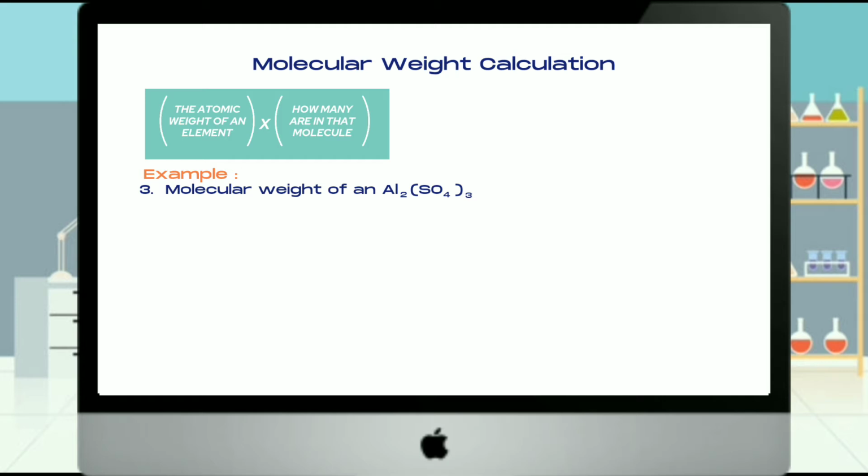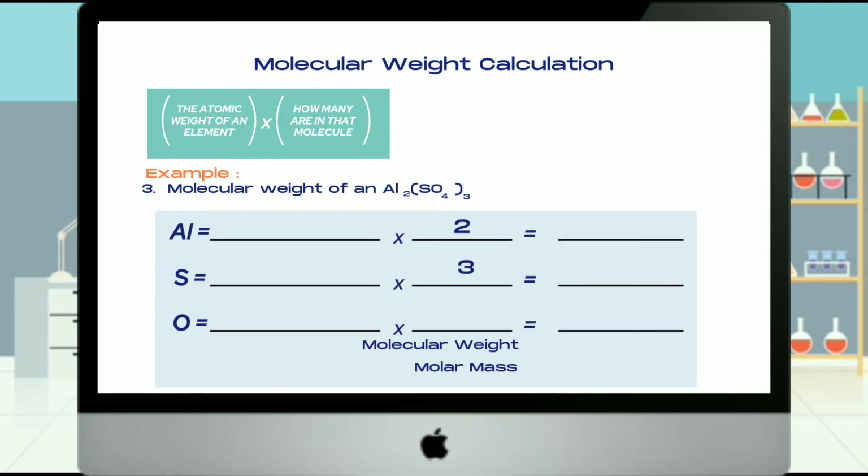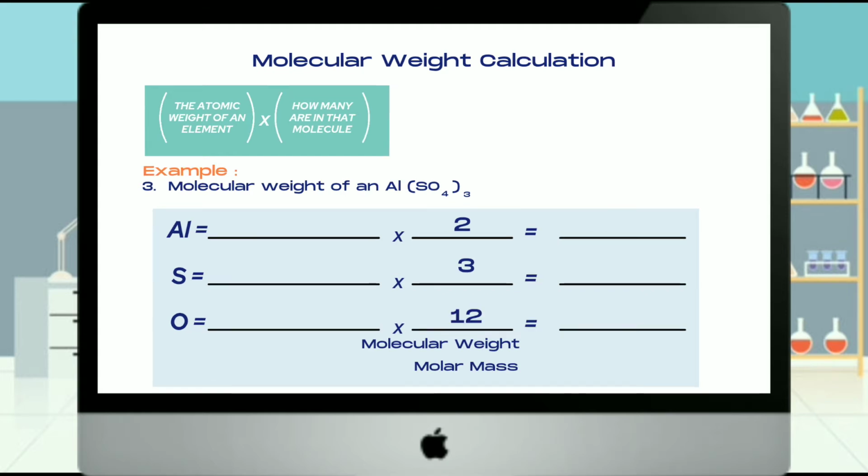I have here aluminum sulfate. The first thing we need to do here is to find the number of atoms of each element. Aluminum has 2, sulfate has 3 because there's a subscript outside the parentheses, meaning you need to multiply it to the subscript of the elements that's in the parentheses. So 1 times 3 is equal to 3. Oxygen, 4 times 3 is equal to 12.